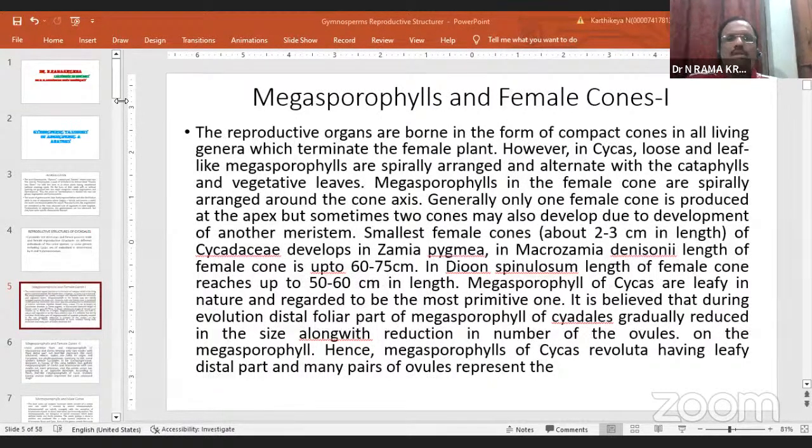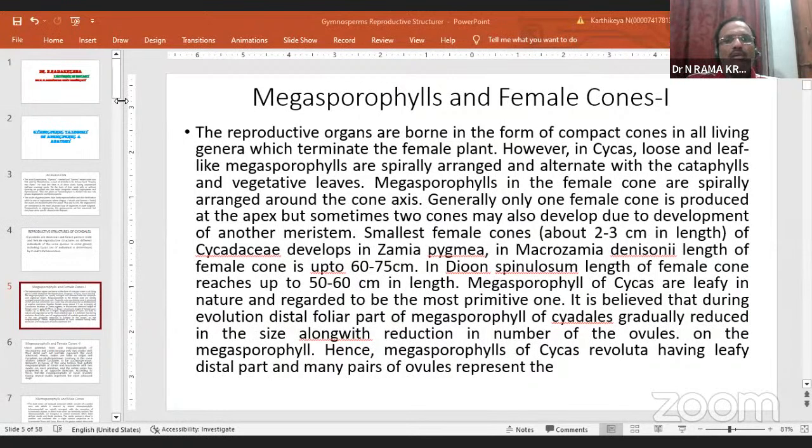The reproductive organs are borne in the form of compact cones in all living genera, which terminate the female plant. In Cycas, the leaf-like megasporophylls are spirally arranged, alternating with the cataphylls and vegetative leaves. The megasporophylls in the female cone are spirally arranged around the cone axis.